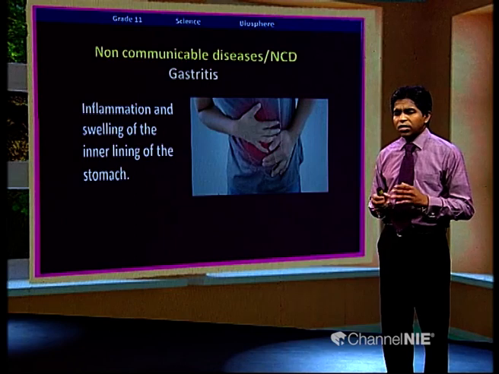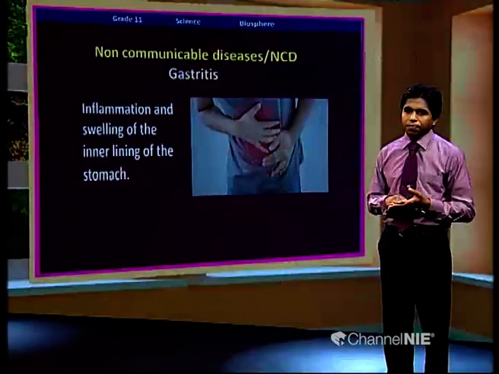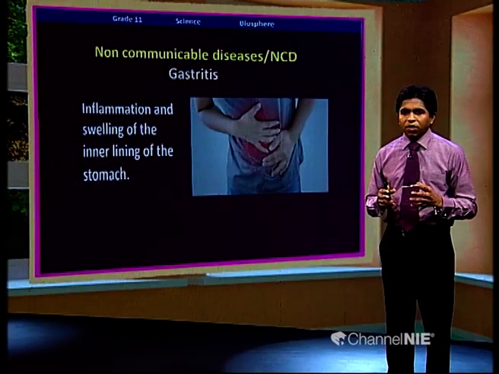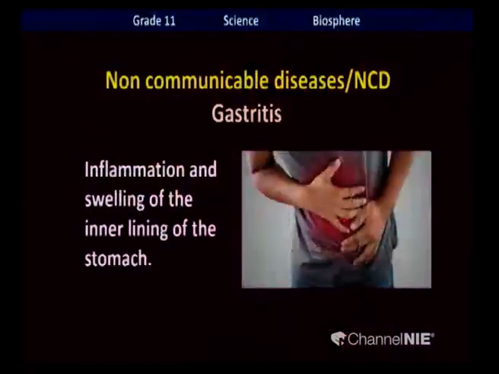Next one, gastritis. This is one of the most common disease, but it's not a deadly disease. Most of the people, not only the adults or even the school children, suffering from gastritis. So what is gastritis? Inflammation and swelling of the inner lining of your stomach. So what is the acid present in your stomach? HCl, hydrochloric acid. It is strong acid inside your stomach. Due to the HCl, pH is around 1. Due to the increase of the acidity of the stomach, it can cause gastritis.